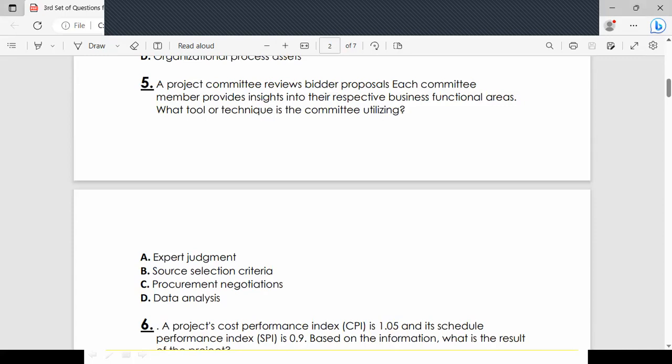Okay, no, each and every respective business is giving their functional area. The people are SMEs. Someone is giving the legal opinion, someone is giving you another opinion. Expert judgment: financial area, engineering department, right? Many departments are involved, so they are giving the expertise. So subject matter expert, so expert judgment.